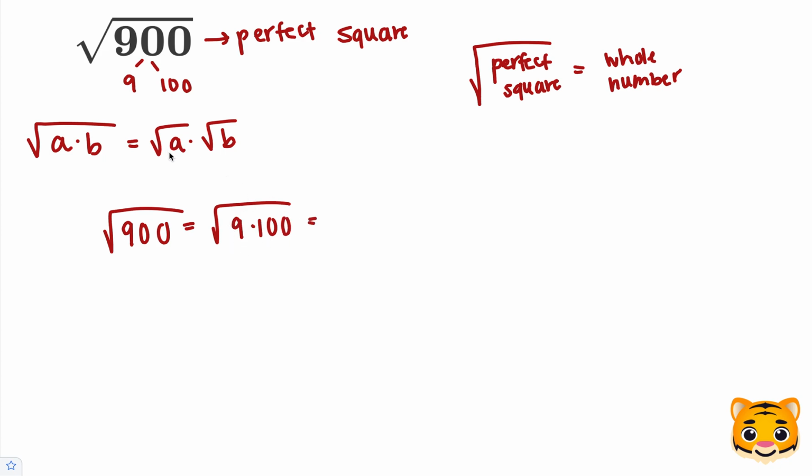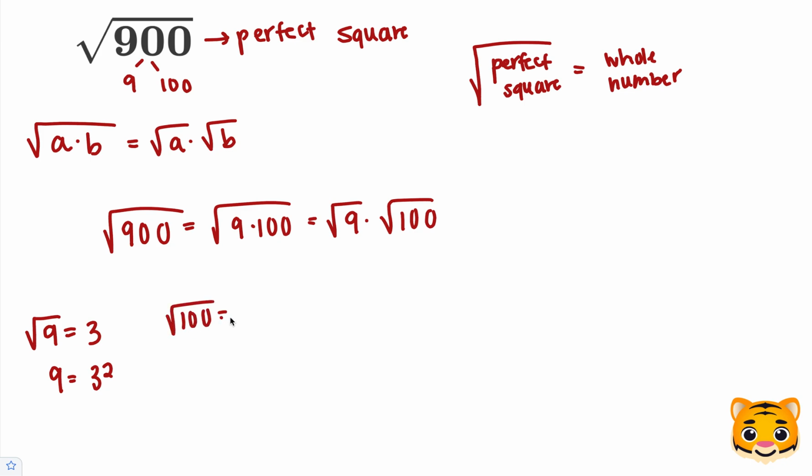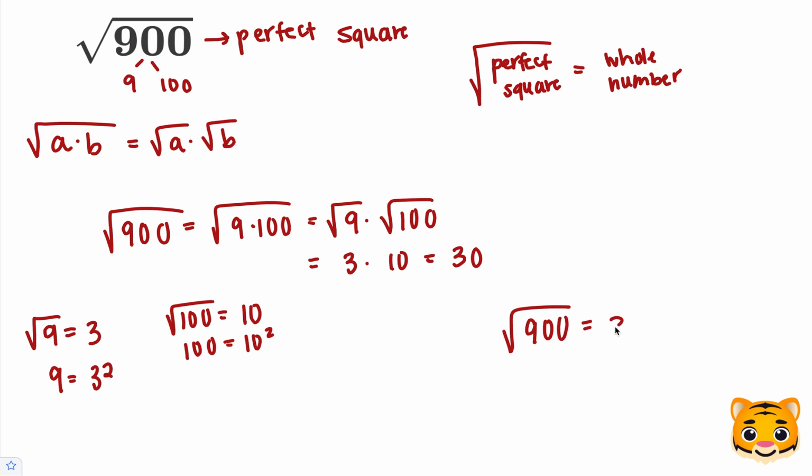Doing this, we can then use our math rule to split up the 9 and the 100 into the square root of 9 times the square root of 100. The square root of 9 is equal to 3 because 9 is equal to 3 squared. The square root of 100 is equal to 10 because 100 equals 10 squared. So we can rewrite the square root of 9 as 3 and the square root of 100 as 10. 3 times 10 is 30, so the square root of 900 is equal to 30.